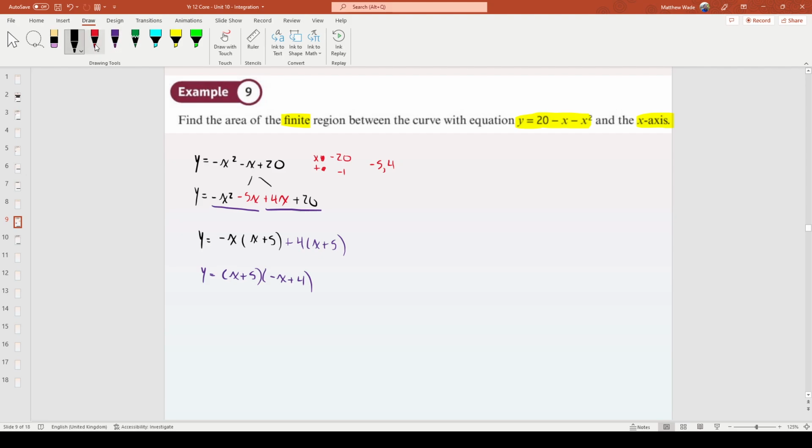Cool. Which means we can finally go to our final answer, which is going to be that x equals minus 5 if y were 0. So that's one of the roots. And then this similarly here, this is minus x equals minus 4, which means x equals 4. So there's our two roots. Give us a sketch so we can get the answer right.